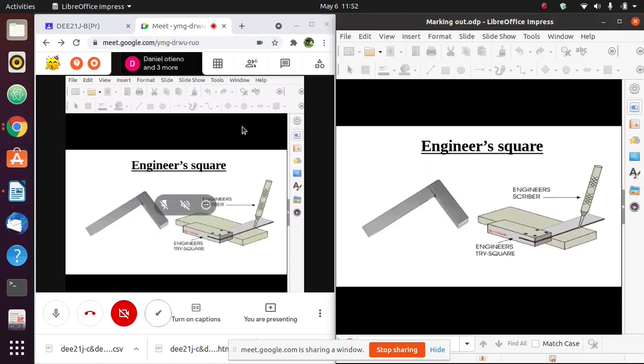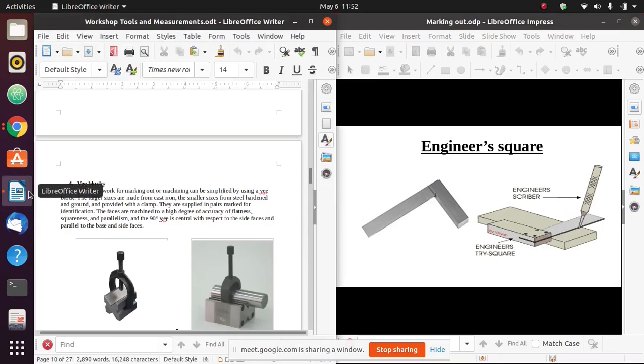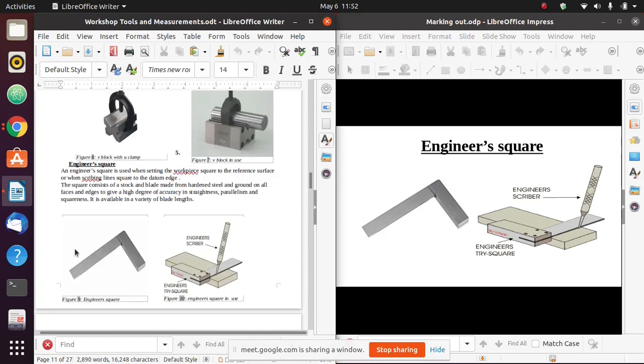Now, another tool that we use is an engineer square. This is a very important tool, and I think we saw it when we were looking at the videos making threads, especially the internal threads. Now we use this engineer square for setting the workpiece square to the reference surface.